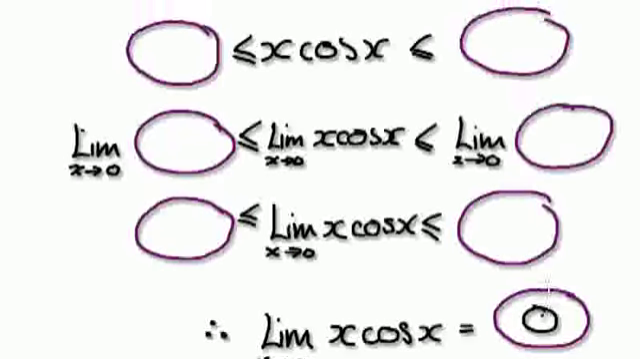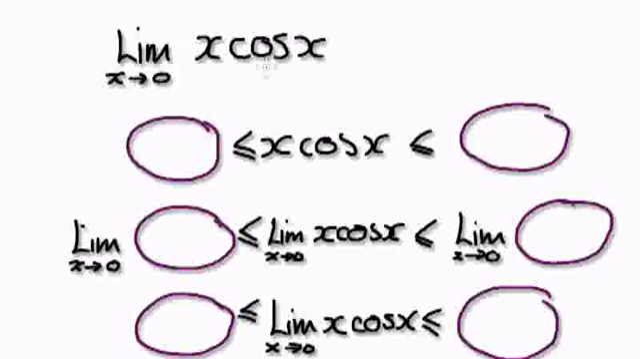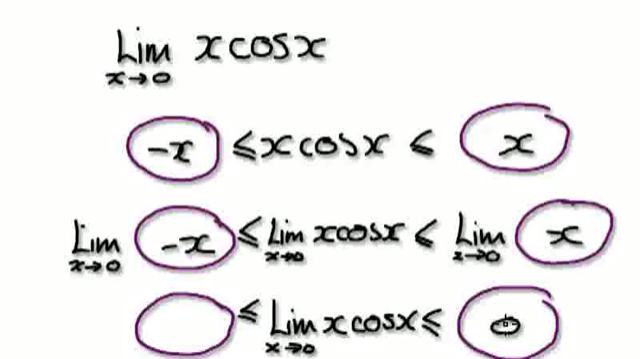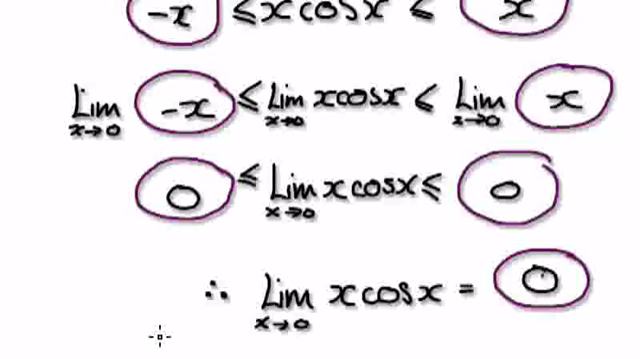Okay, so let me just recap here. This here is x, this here is minus x, and then take the limit of this. This equals 0. This equals 0. And then you can say therefore. This is a symbol for therefore. Therefore, the limit of what we want to find out is 0.